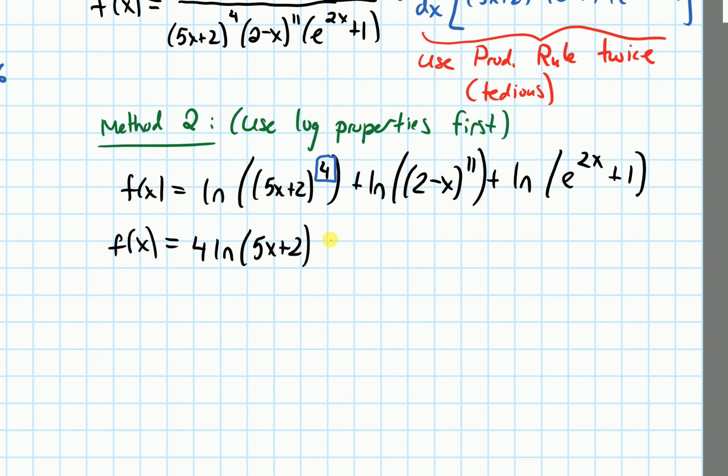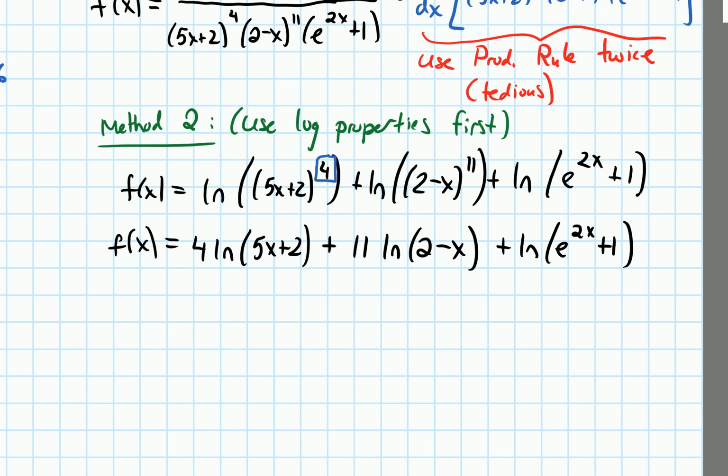Do the same thing with the 11. We'll get 11 times ln of 2 minus x. I cannot do it with this last log because 2x is not the power of everything inside of this ln. So I have to leave this last one as ln of e to the 2x plus 1.